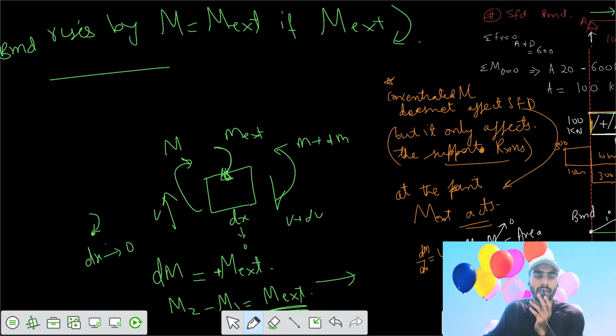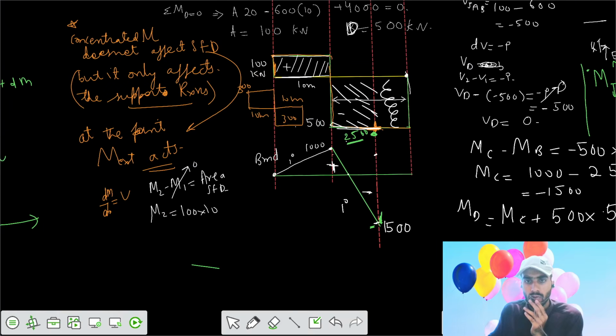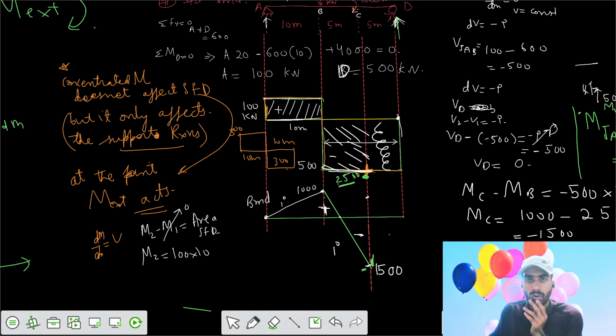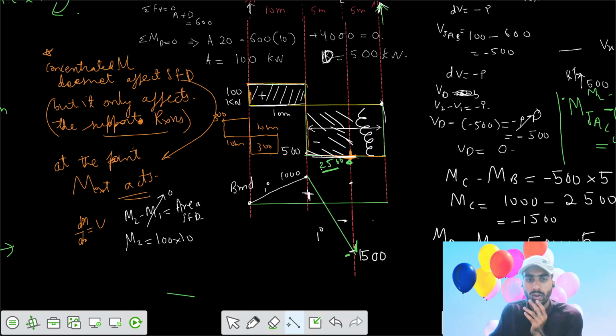So let's say the reaction, the moment, was at this point equal to this one, then it will rise by an amount of M. So initially it was minus 1500, then it rises by an amount of 4000. So your net value becomes positive 2500. Now you join the two points by a straight line.